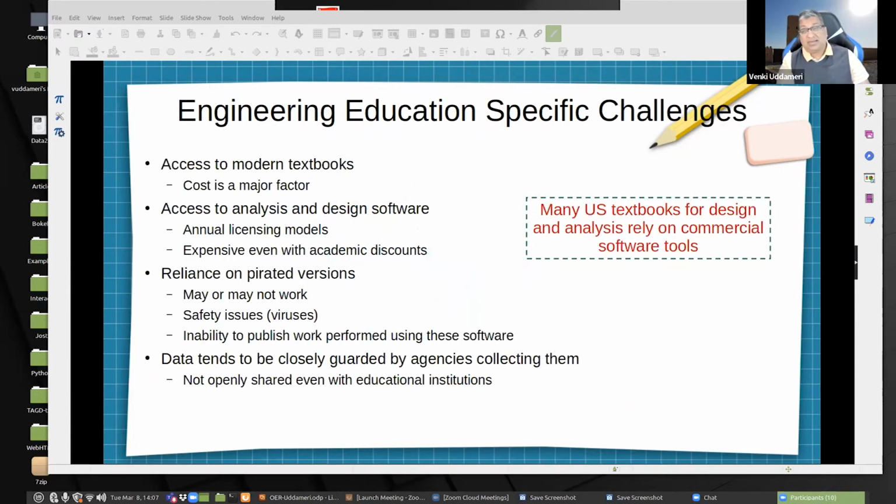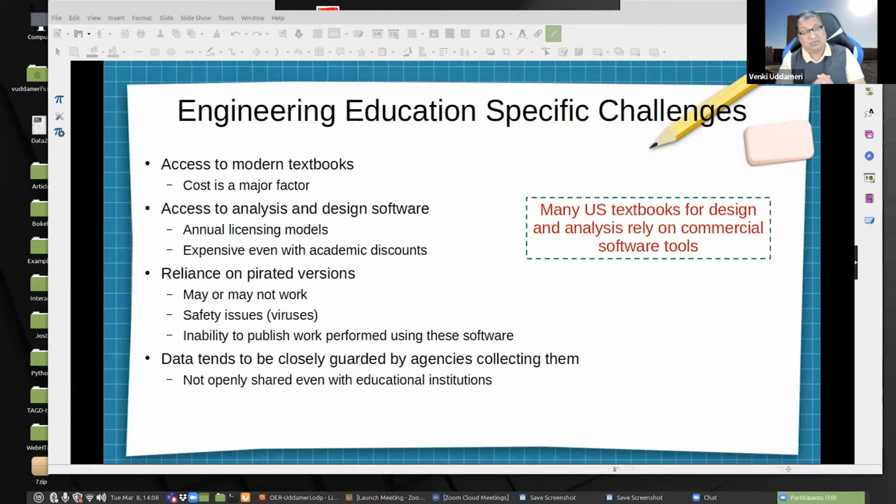So when it comes to engineering education, there are a few specific challenges. One is access to modern textbooks. Clearly cost is a major factor. And many textbooks, particularly in the US, but most Western textbooks, rely on commercial software tools for their design and analysis. So it's just not enough that you have a textbook, but there is an associated software that you need a license for as well. So these textbooks are not as easily translatable to a broader community of practice, because it's not enough that you get them the textbook, you have to get them the software, the licenses and such.